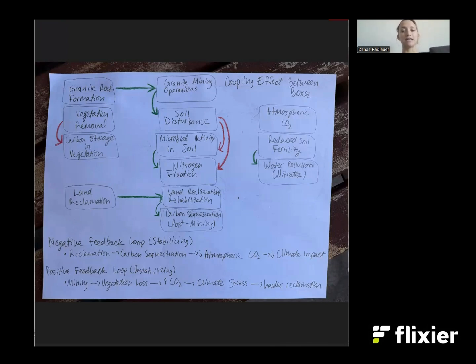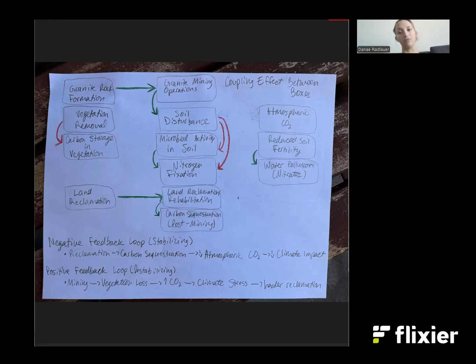Let's take a look at a stabilizing loop that helps the system recover, which is also known as a negative feedback loop. Land reclamation leads to carbon sequestration. Carbon sequestration leads to atmospheric carbon dioxide, and atmospheric carbon dioxide mitigates climate impact and facilitates more effective reclamation. This feedback loop shows how human intervention can begin to reverse damage over time.